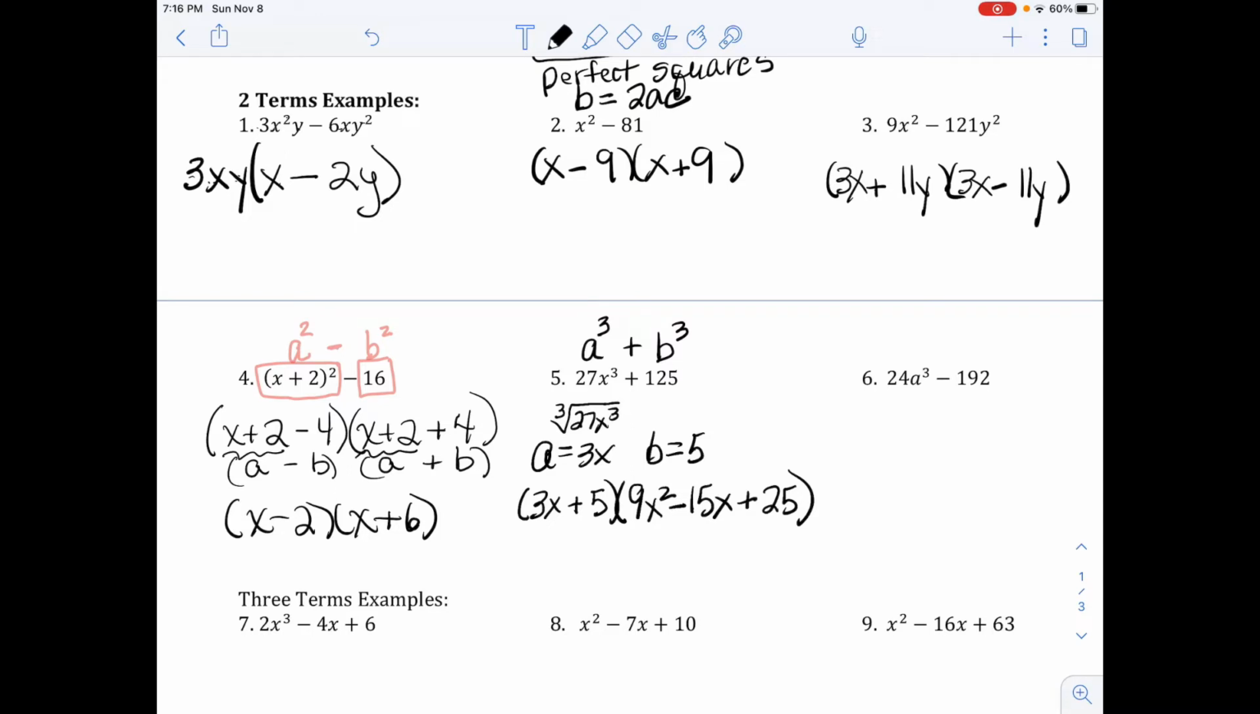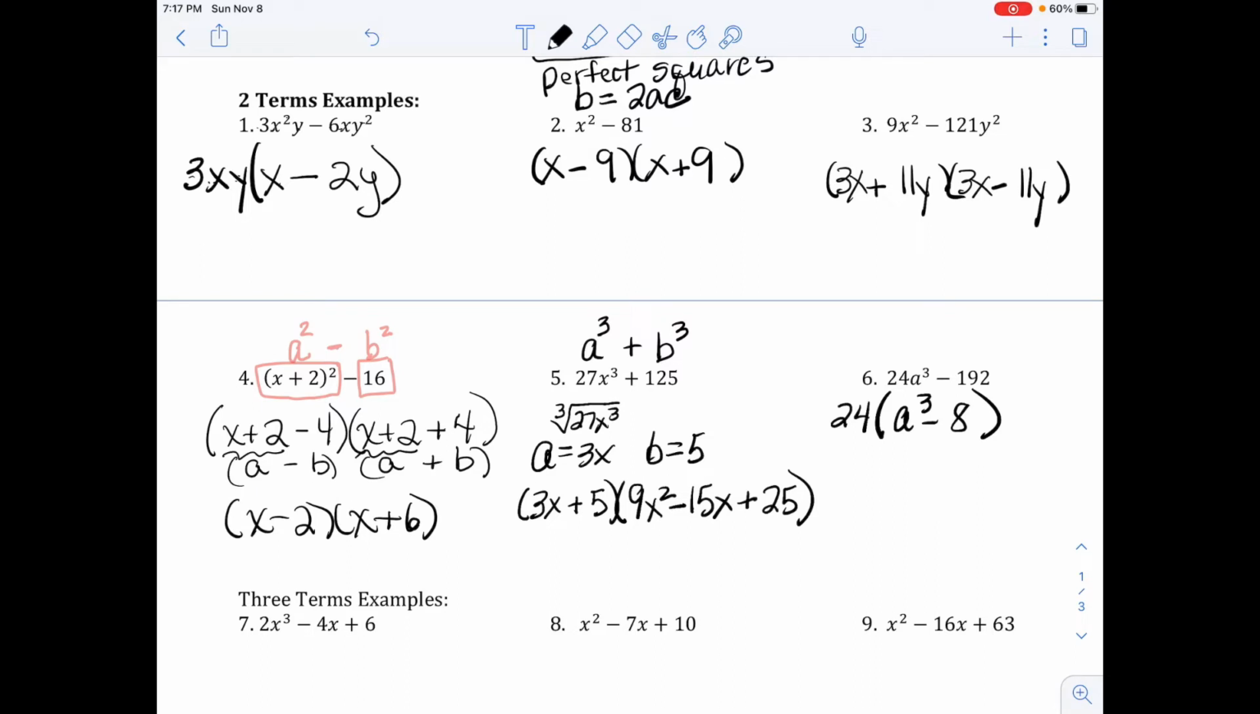Number 6, let's see if there's a GCF there, all right? So I'm going to do 192, and I'm going to divide by 24, and I get 8. So I'm going to take out a 24 here as my GCF, and I'm going to get a cubed minus 8. Now I see that I have the difference, meaning the subtraction of 2 cubes.